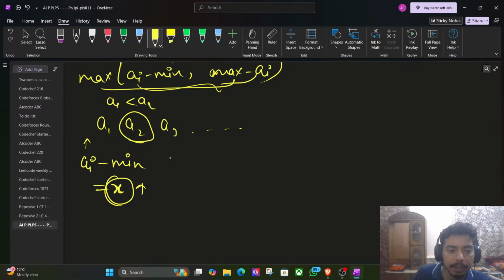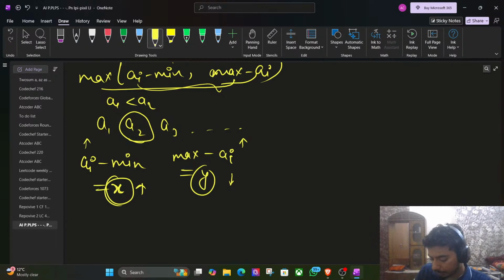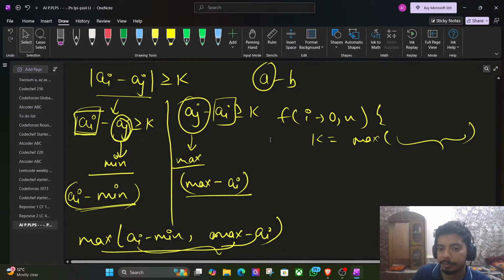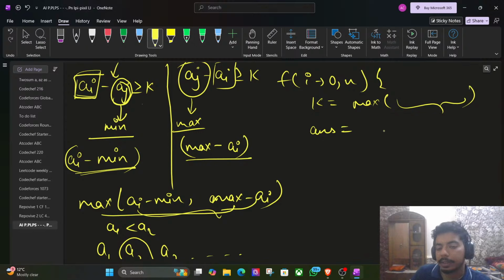Same thing here now. The max minus a2. Now max minus ai, let's say it comes out to be Y. Now same thing: if ai increases, the Y value will decrease. Yes. So for these particular terms, one increases and one decreases. So what is the optimal way to choose if I want to update my answer? If I need to update my answer, what do I have to do? Do I have to take a minimum or the maximum? I have to take a minimum. So the minimum of answer, comma. So that's the whole problem.